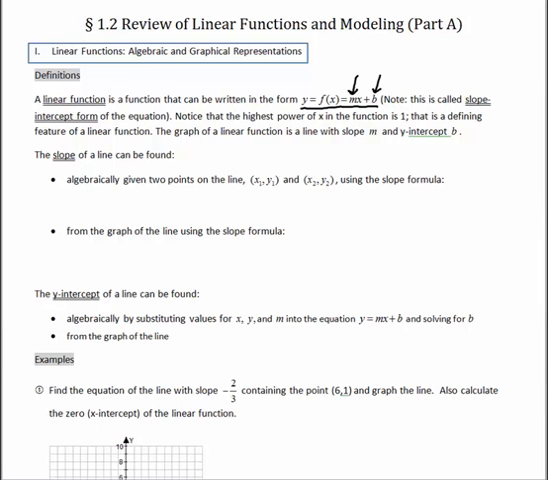Let's talk a little bit more about the slope and the y-intercept. The slope of a line can be found two different ways, really. Algebraically, if you're given 2 points on the line, we can use our slope formula, m equals y2 minus y1 over x2 minus x1. Or, if we can see a graph of the line, we can count the slope by thinking of the slope as the rise over run.